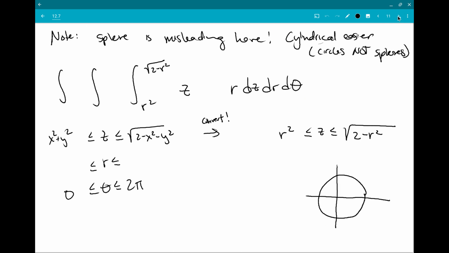And so when I look at this, I know that my theta starts here, theta equals 0, goes all the way around, theta equals 2 pi. And that also helps me see my radius starts at 0, the origin is covered, and goes out to 1. And that's it. I can go ahead and put them in here.